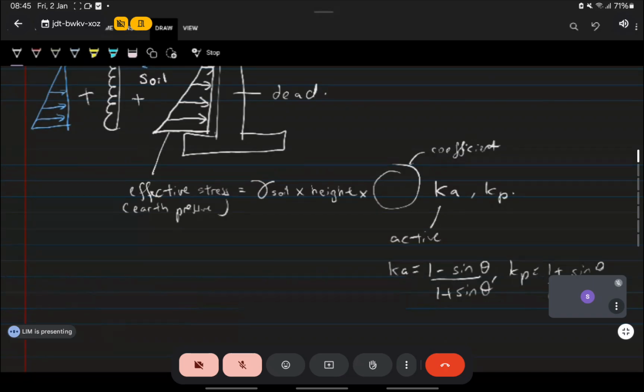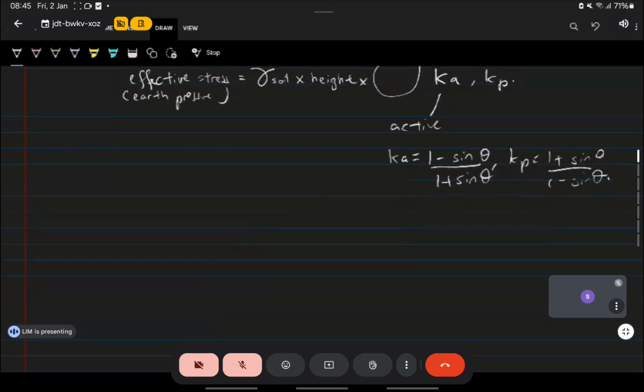Okay, thank you. So you have the active earth coefficients. That's the one. So these coefficients times your height times your soil density gives the effective stress. All right. Normally when you design a retaining wall, you need to know the soil properties. The soil property you need to know is the soil density.